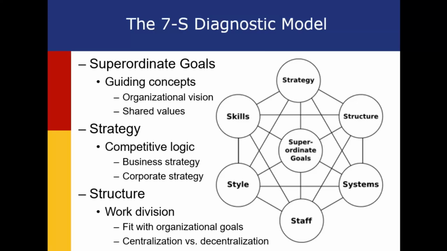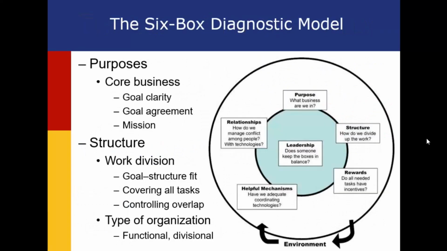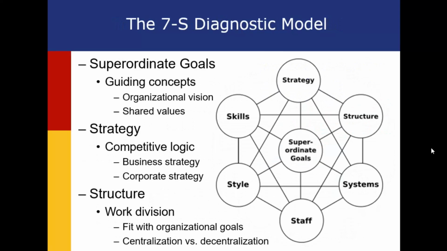It was probably a good idea. So superordinate goals, guiding concepts, organizational vision, shared values, strategy. Interesting, strategy. How come strategy is not in this other model? Where is strategy? But if it's a thing, it must be there somewhere, even if it doesn't say so. So we'll get to that in a second. All right, strategy, your competitive logic, your business strategy, your core strategy, corporate strategy, your structure.